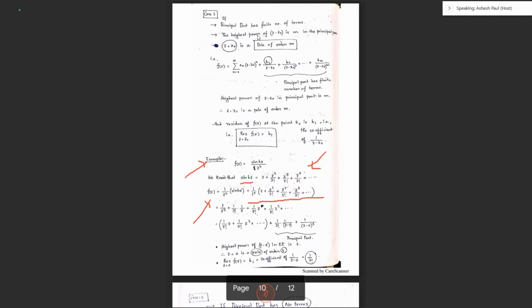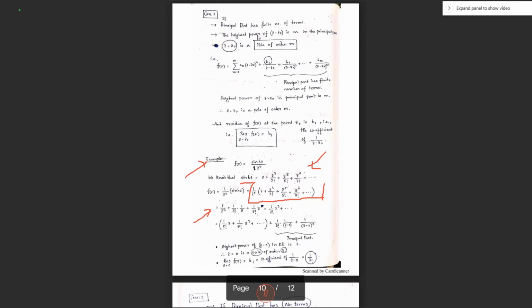So in this next line we get 1 by z cube plus 1 by factorial 3 into 1 by z, by making the multiplication. After the multiplication, we get this step. Here we multiply 1 by z to the power 4 into z, so we get 1 by z cube. 1 by z to the power 4 into z cube by factorial 3, we get 1 by factorial 3 into 1 by z, plus z by factorial 5, plus z cube by factorial 7 and so on.